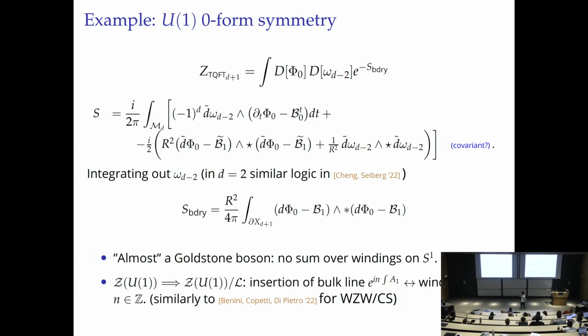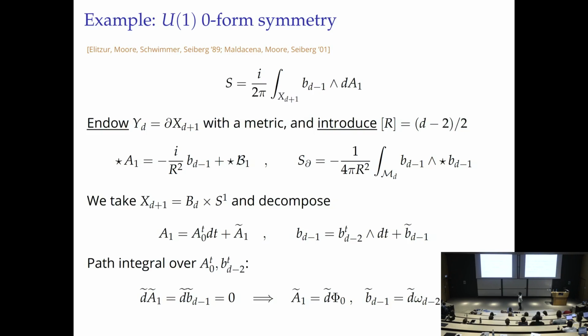Here, sorry, I haven't told you, but when I write down these boundary conditions, this calligraphic B is a fixed field on the boundary, which plays the role at the end of a background field for the boundary symmetry.